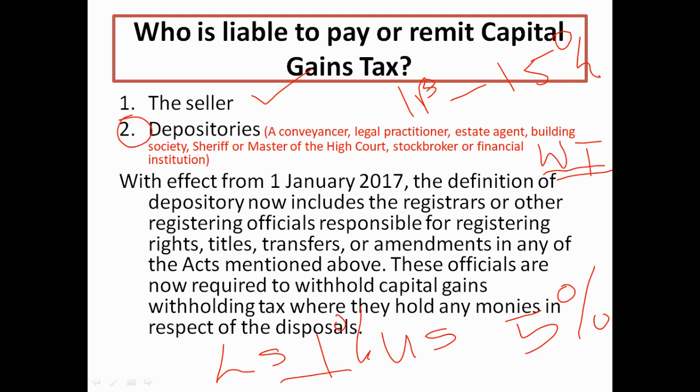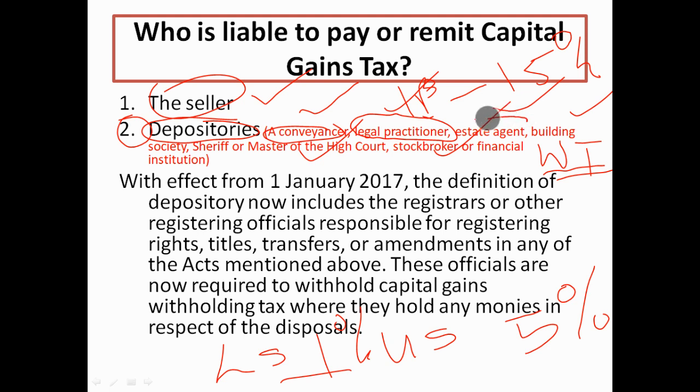Okay, so these are the two people that are liable to pay or remit capital gains to Zimra in Zimbabwe: the seller and the depositary. The depositaries include the conveyancer, the legal practitioner, the estate agent, the building society, sheriff of the high court, stockbroker. All these people are involved in the process of selling your specified asset in some way. Maybe you are ordinary resident in the UK and you can't come here and do the transaction yourself. Maybe you can use this person. Or maybe because there are some legal consequences involved in selling that asset, you can involve a lawyer. That lawyer is liable to withhold tax.